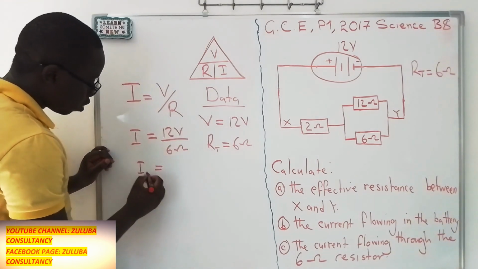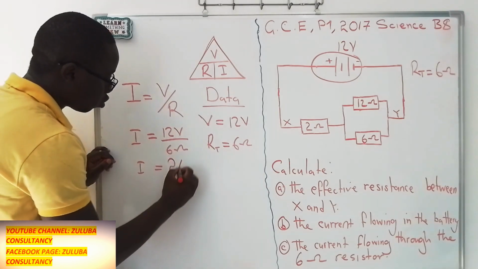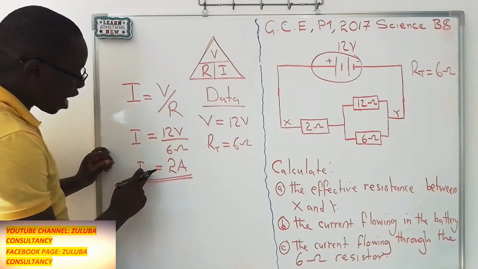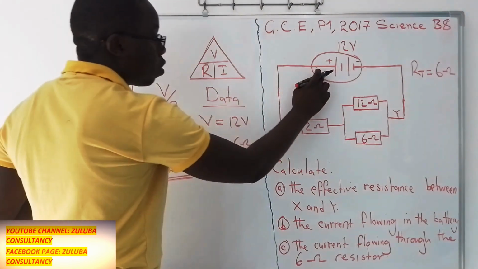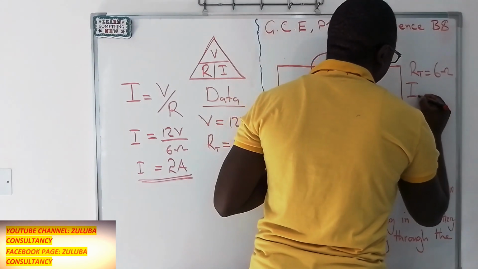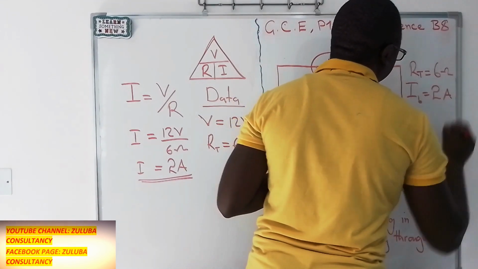So current is equal to 12 divided by 6. It gives us 2 amps. So this is the current that is passing through this battery. And we can put this information here to say the current passing through the battery is equal to 2 amps.